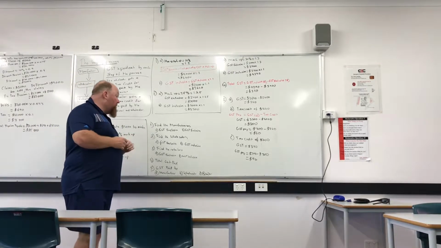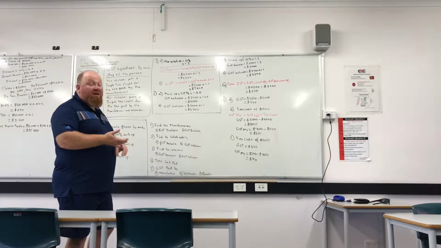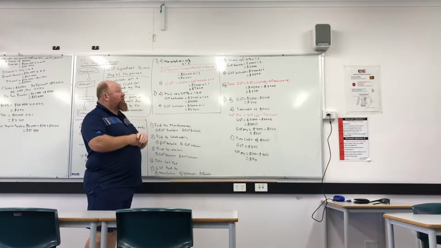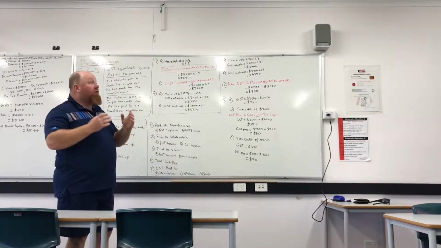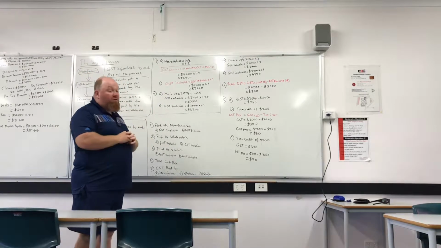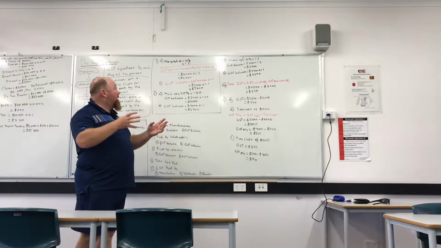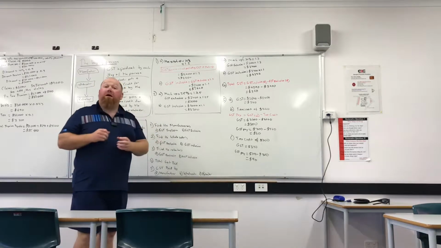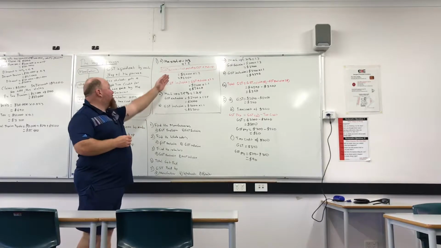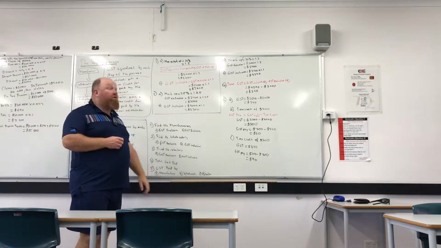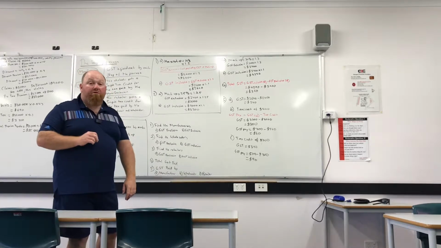So the first question about the manufacturer is the GST exclusive and GST inclusive price. The manufacturer has a markup of 20%, so his multiplier is 1.2. The GST exclusive is the cost excluding GST times whatever the markup is. So the cost here, because it costs $2,000 to make the scooter, is 2,000 times 1.2 to make $2,400.